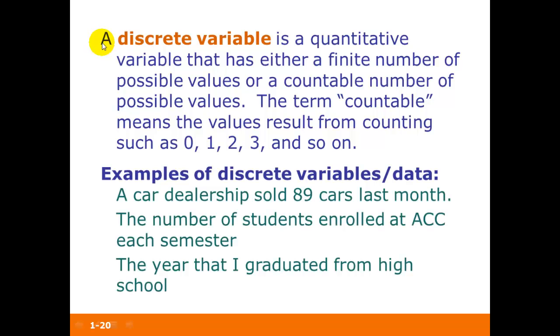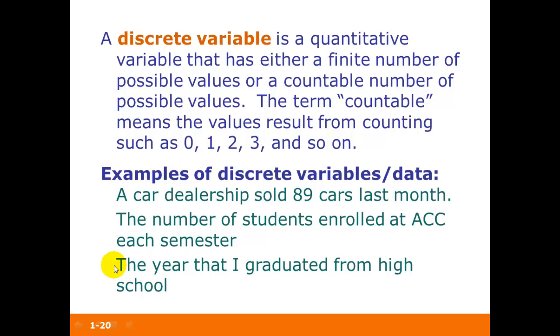Some examples of discrete variables or discrete data would be a car dealership sold 89 cars last month. We could actually count how many cars they sold. That makes it discrete. Or the number of students enrolled at ACC each semester. Again, we could actually count the students. Or the year that I graduated from high school.